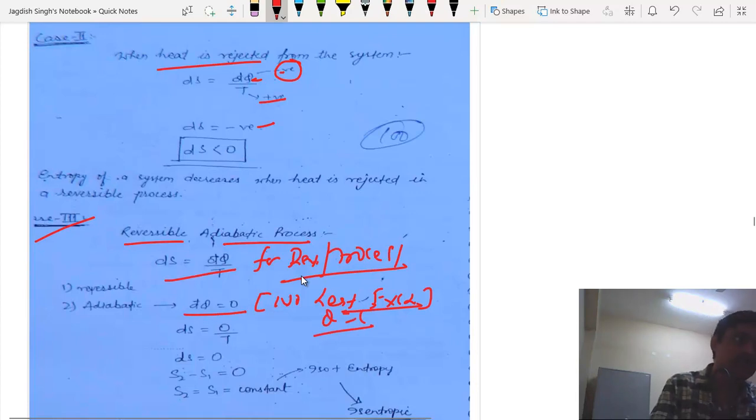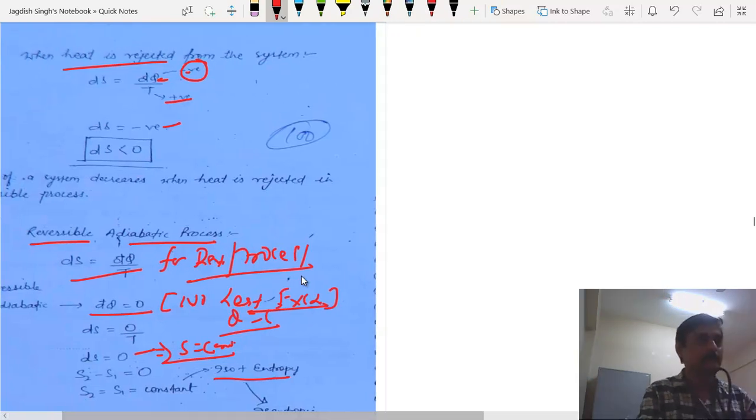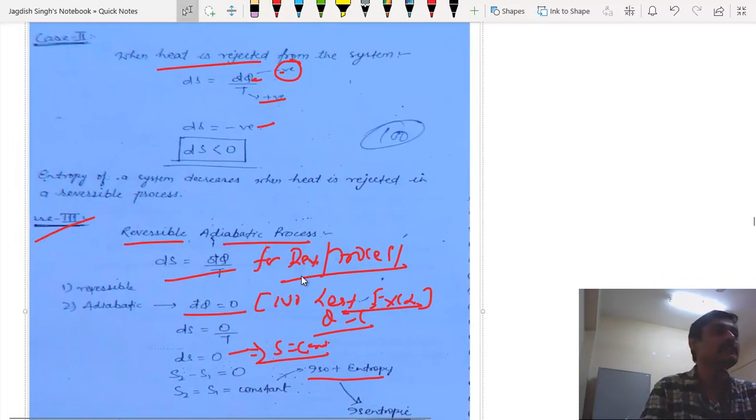In this condition, what will happen here? dS is equal to 0. dS equal to 0 means S is constant, right? This implies entropy is constant. So this entropy is constant. This process is called an isentropic process. So when the process is reversible adiabatic, this process is also called an isentropic process.